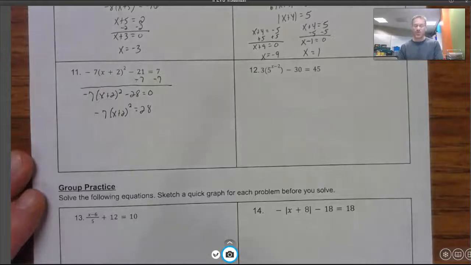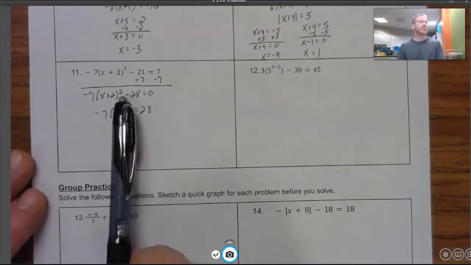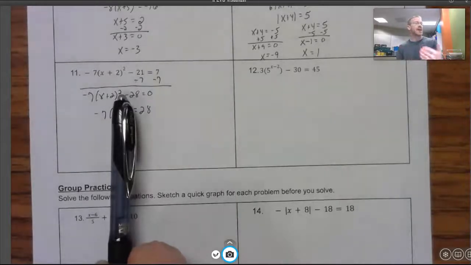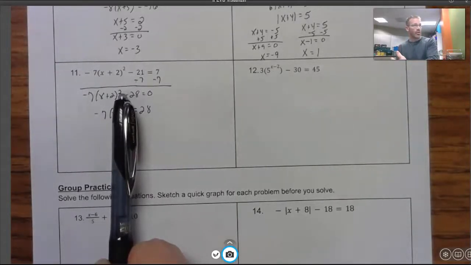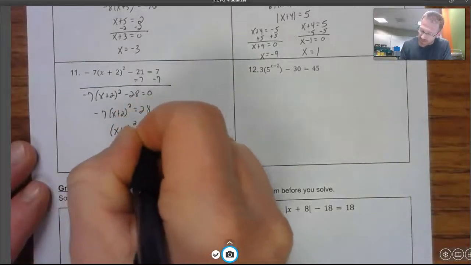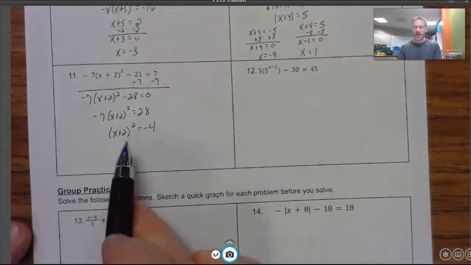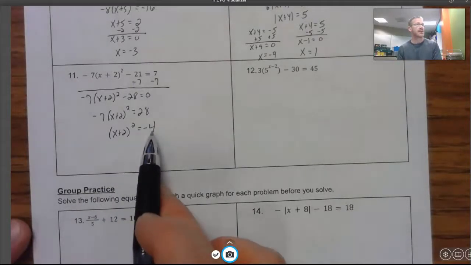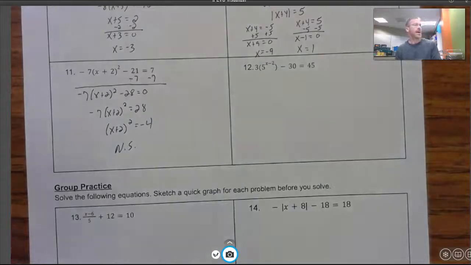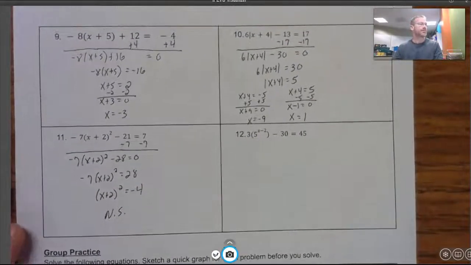Now we're back to a multiplication problem, right? So negative 7 times what is positive 28? Now it's got to be a negative number, right? A negative times a negative gives me a positive. So negative 7 times negative 4 is equal to 28. So all of this has to be negative 4. Now, once again, we're equal to a negative at this step, right? A square cannot equal a negative, right? That means we have a no solution problem. All right, moving on to problem 12 here.